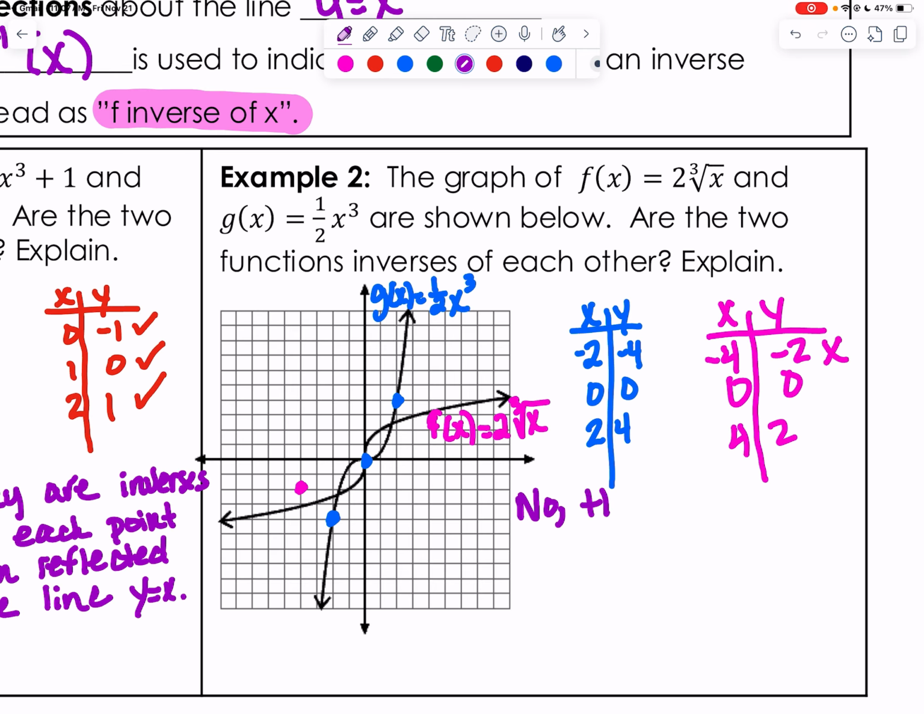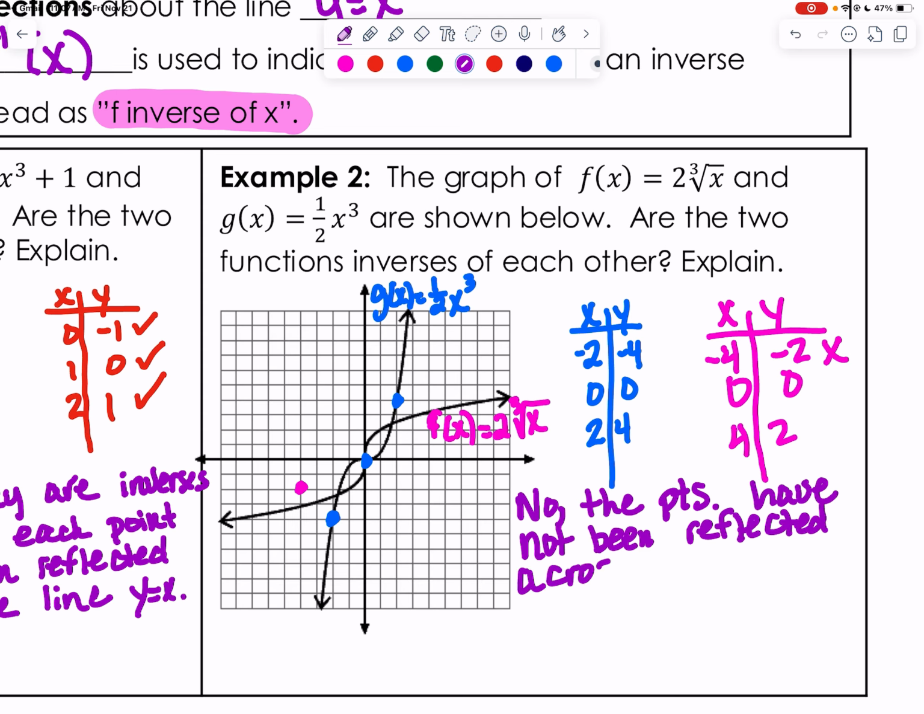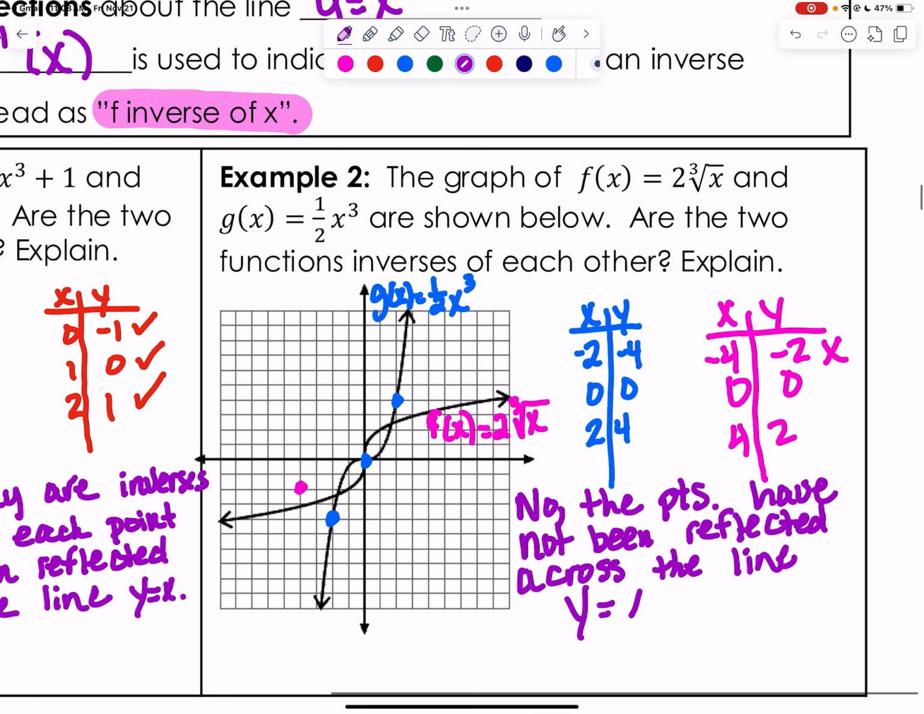The points, and I'll just abbreviate that, have not been reflected across the line y equals x.